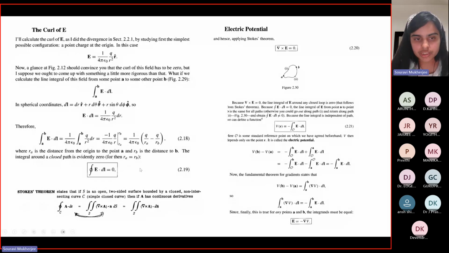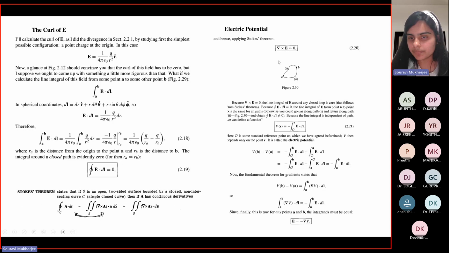So now we know that this is valid for a closed path. First of all, from here you can then write curl of E to be 0. Why? Because you can just use this formula. The surface integral of curl of E is 0, which means curl of E should be equal to 0. So now your electric field in this condition is such that the curl of the electric field is equal to 0, right?